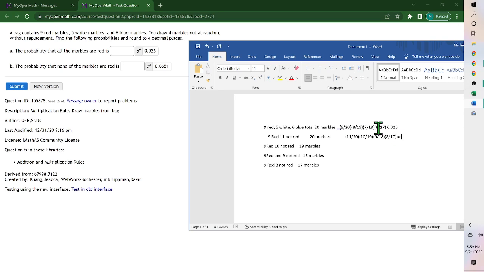And if you multiply that, oops, this should have an equal sign here. But if you multiply that out and round to 4 decimal places, sorry, you get 0.0681.